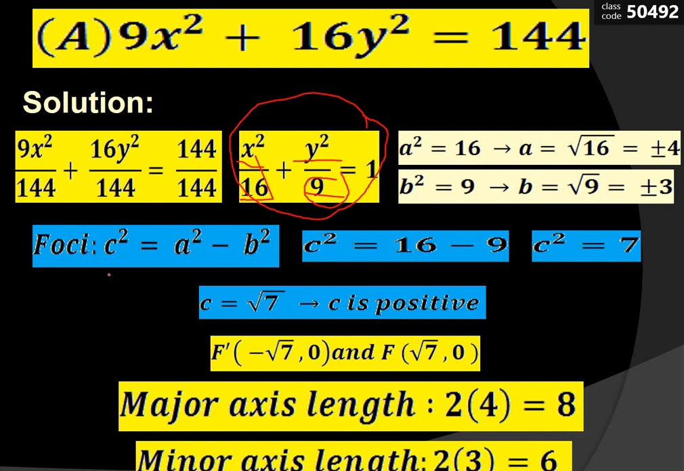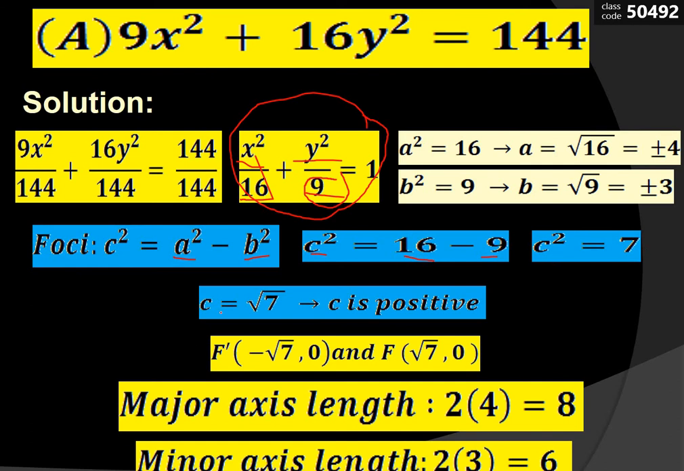Okay, we need to solve for c. So we're using the formula for foci: c squared equals a squared minus b squared. By substitution, we have c squared equals 16, which is your a squared, minus 9 as your b squared, and simplifying, we have c squared equals 7.